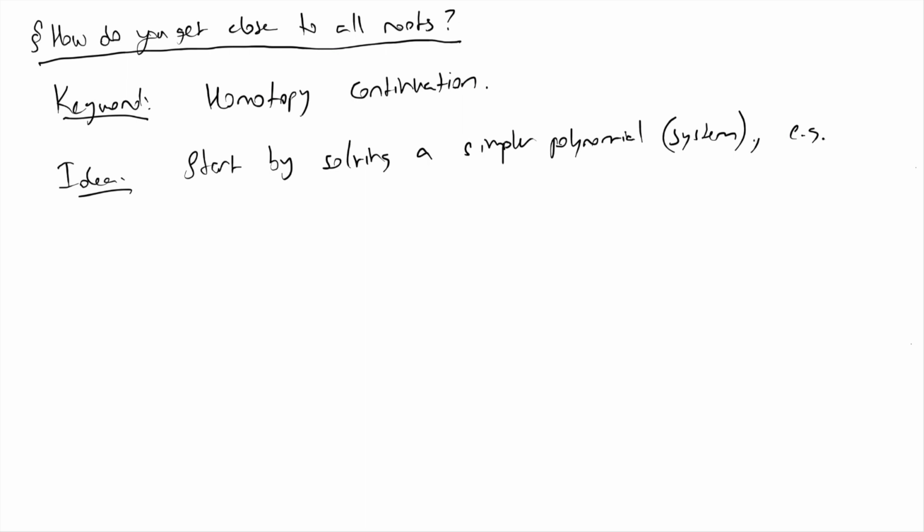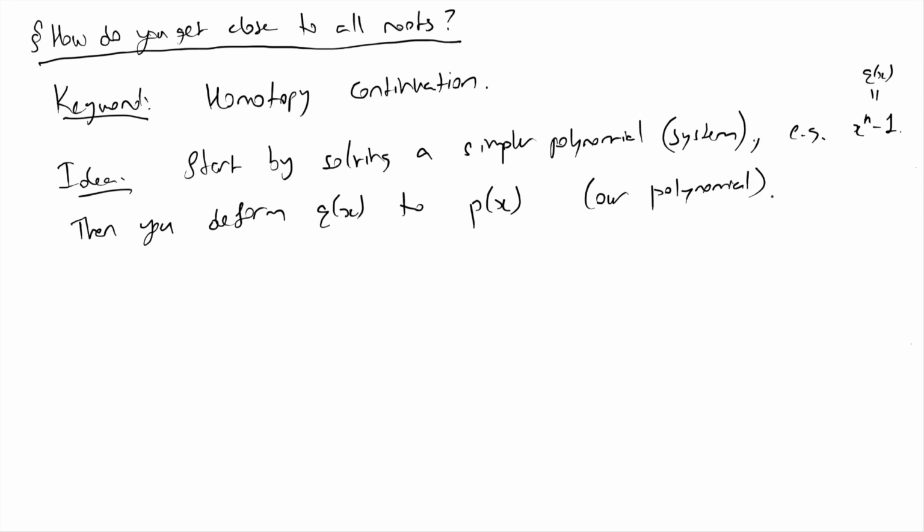For example, we could take something like x to the n minus 1. So x to the n minus 1 is very good because we know all of its roots anyway. And I start by quote-unquote solving this polynomial, so I just give a good representation of its roots. Then you deform this thing, let's call it q of x, to the given polynomial p of x. So this was our polynomial that we wanted to solve. So you can deform it by something like, so I can define this polynomial r_t of x. That's going to be t times q of x plus 1 minus t times p of x.